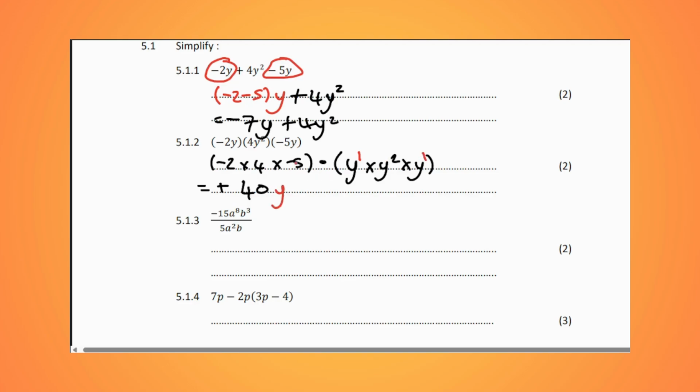And we know when we are multiplying same bases, we add the exponents. So it will be 1 plus 2 plus 1. So our final answer will be 40y to the power 4.